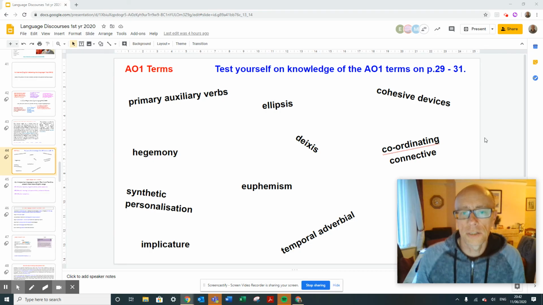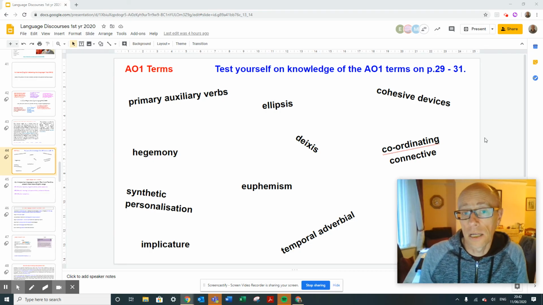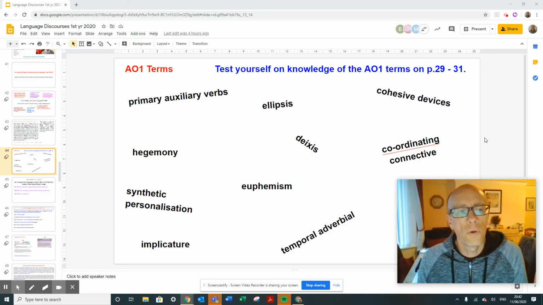So this is our third lesson about English language discourses. What we're going to do today is have a go at an English language paper 2, section B, question 3 on the A level, looking at language discourses. So let's kick off by looking at slide 44.